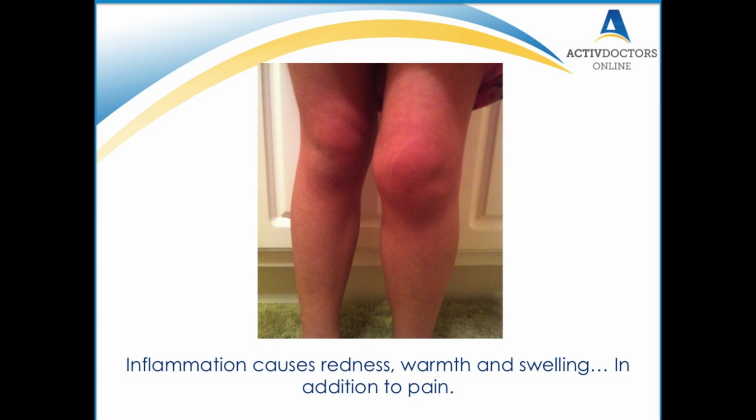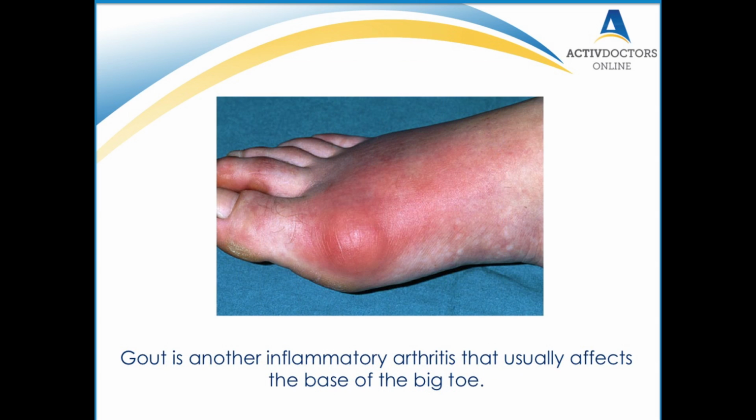Now, there's one more type of arthritis which doesn't really fall into either of the categories that I listed, but is still an inflammatory arthritis, and that's gout. And we're going to see gout on the next slide. So gout is another inflammatory arthritis that usually affects the base of the big toe. Anytime someone comes into my office with pain in that location, I can tell before I even do any of the further testing that that's almost certain to be gout.